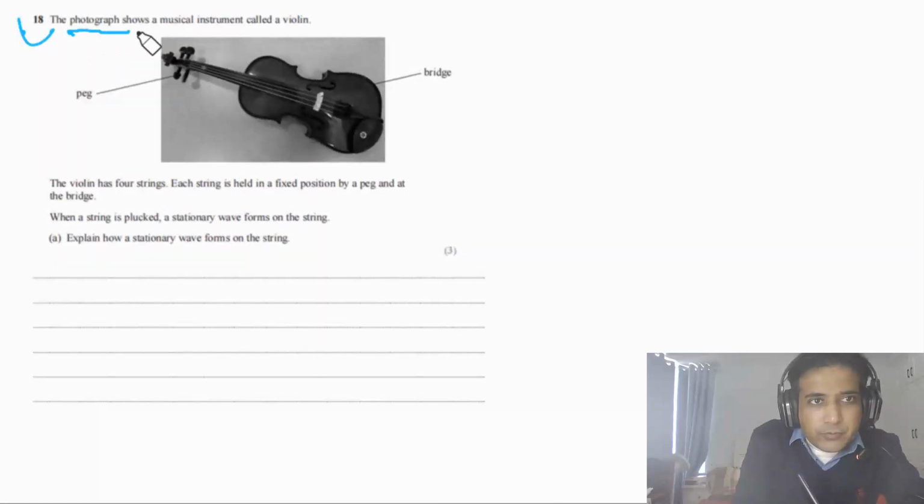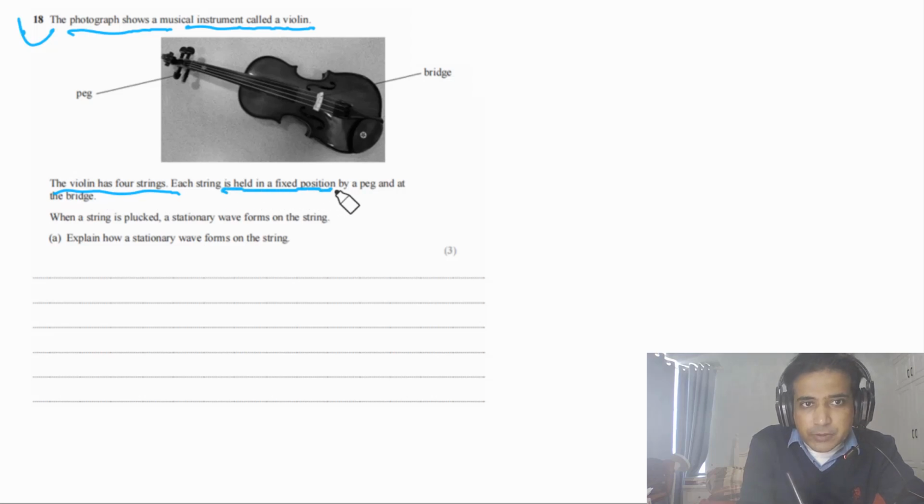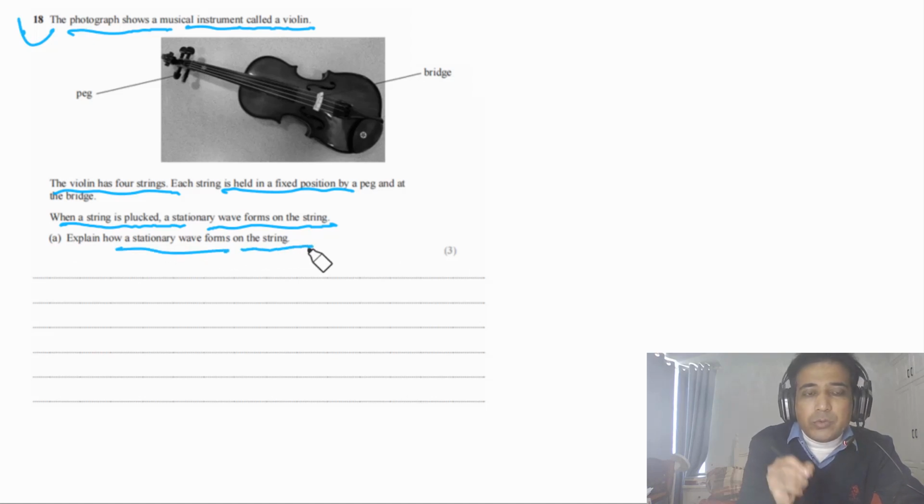Question 18 says the photograph shows a musical instrument called a violin. The violin has 4 strings. Each string is held in a fixed position by a peg end at the bridge. When a string is plucked, a stationary wave forms on the string. For part A, explain how a stationary wave forms on the string.